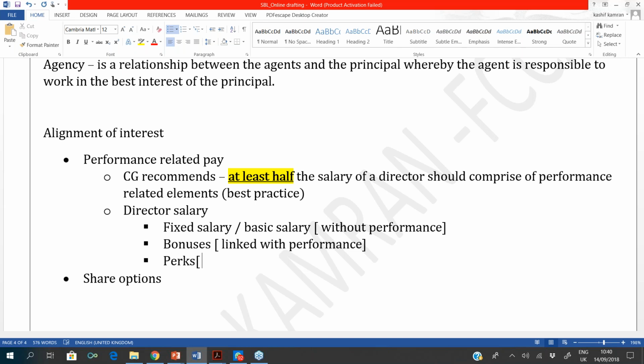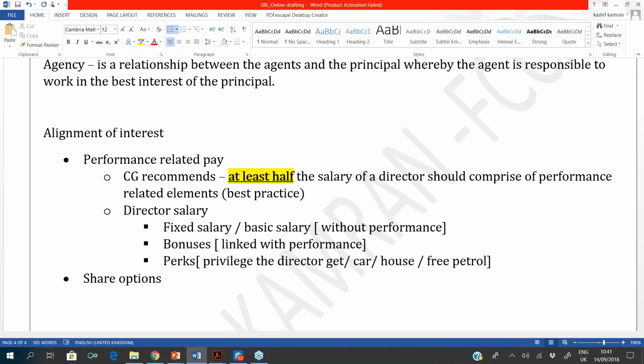Perks. Perks are the privilege the director gets. And again, perks have no association with performances, right? Perks, privilege the director gets. Privilege like car, privilege like house, privilege like free petrol. These are privileges, right? These are privileges the director gets. These are perks.